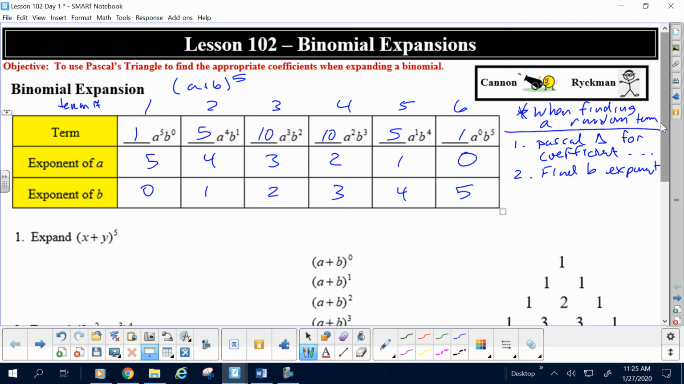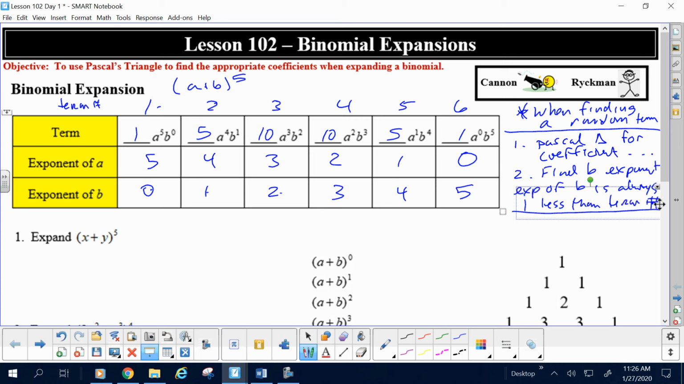Now, the b exponent is easiest to find because it counts up. You can see that in the first term, b is 0. Second term, b is 1. Third term, b is 2. The exponent of b is always what? What do you notice about the connection between the exponent of b and the term number? 1 less than the term number.